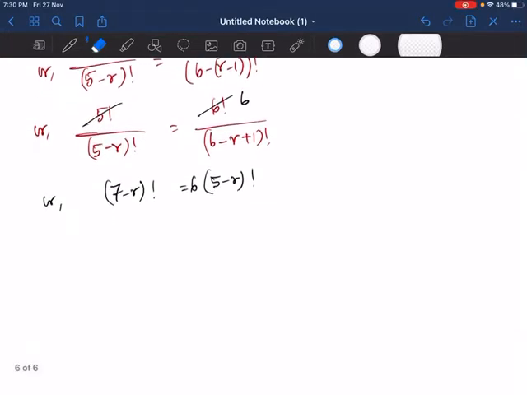Actually, while cross multiplying, we forgot to multiply 6 in there. So it is 7 minus r factorial is equal to 6 into 5 minus r factorial, which we got. Now what we are going to do in here, we'll try to write 7 minus r factorial in such a way so that we can get 5 minus r factorial in there.